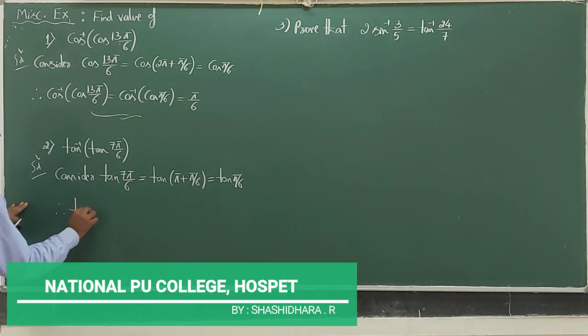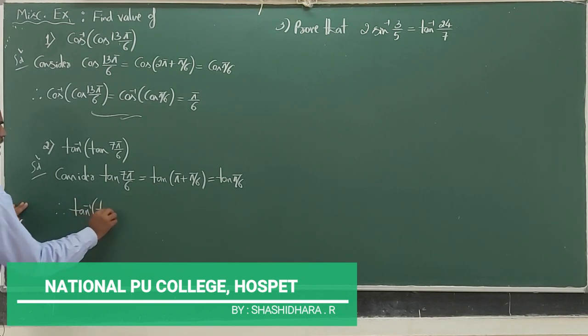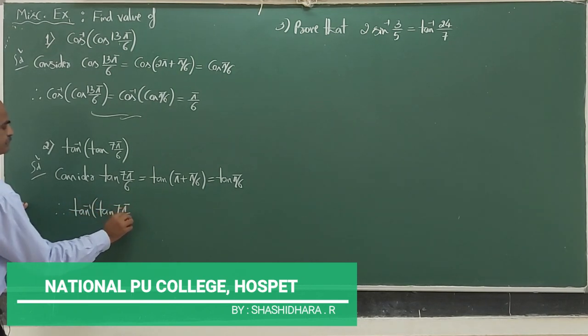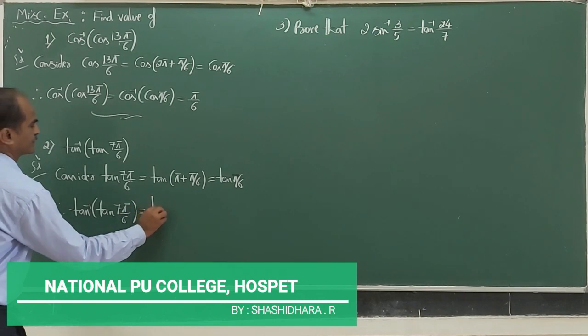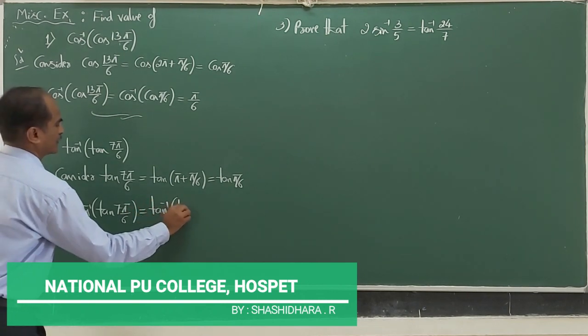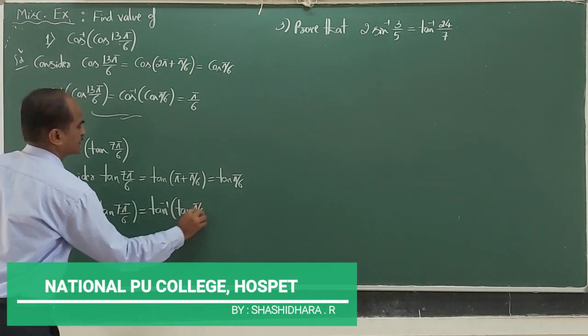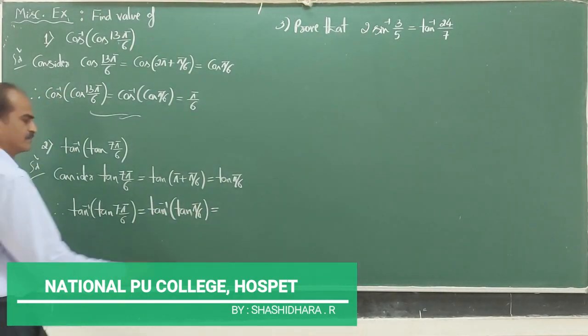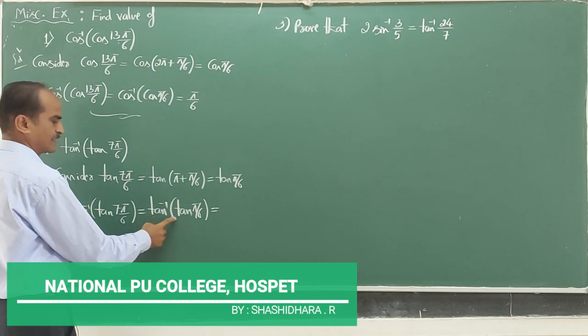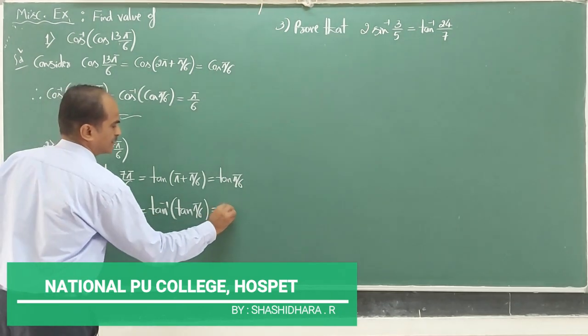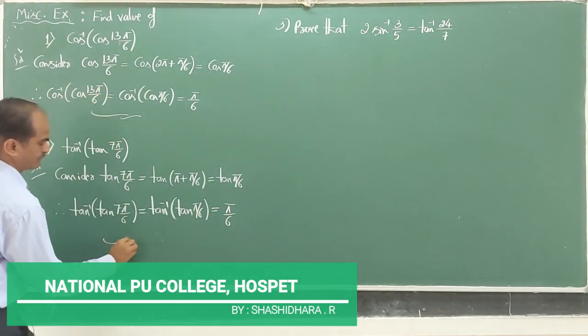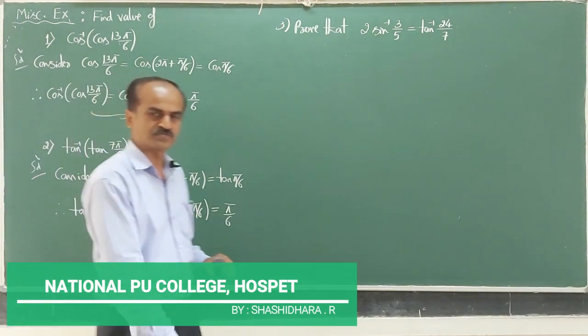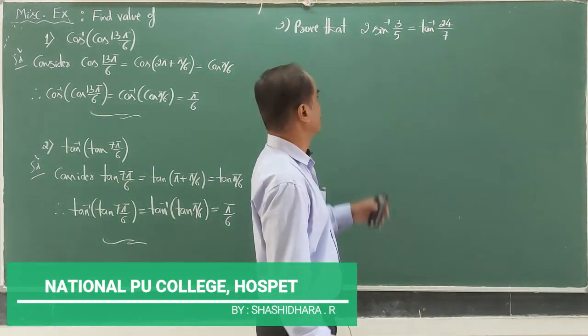Therefore, tan inverse of tan 7 pi by 6 is tan inverse of tan pi by 6. Clearly, pi by 6 lies in the principal value of tan inverse. So, tan inverse of tan pi by 6 can be written as pi by 6. Very simple question.